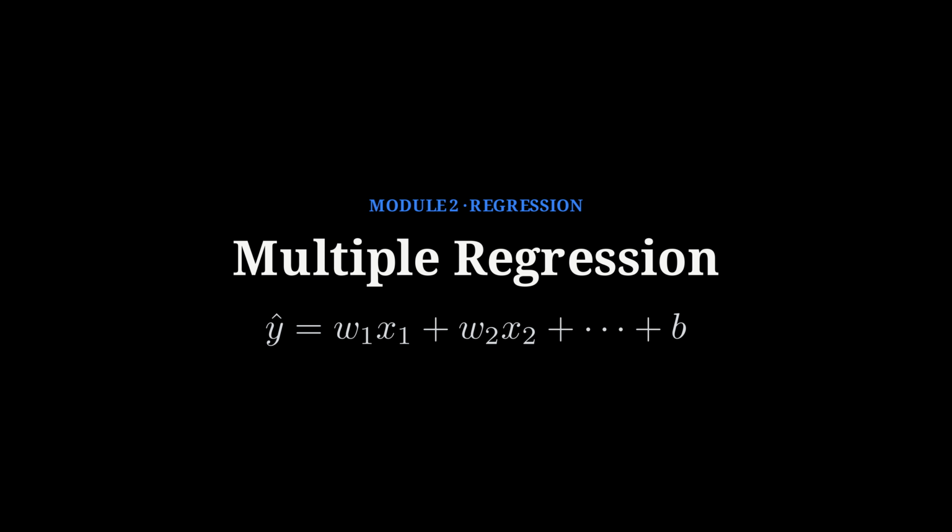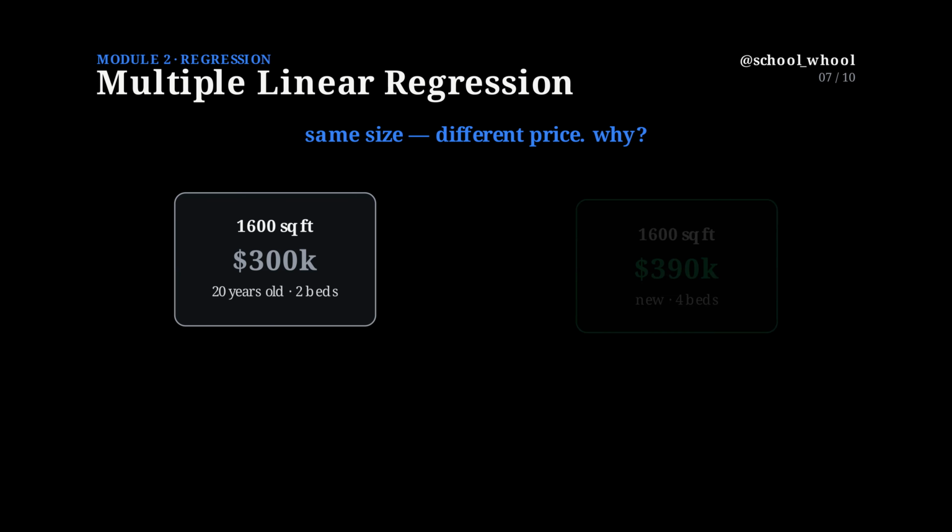Real houses aren't priced by size alone. They have bedrooms, an age, a location, and more. So let's give our model more than one feature to work with. One feature draws a single line, and that only goes so far.